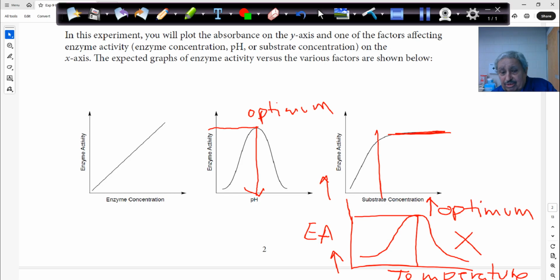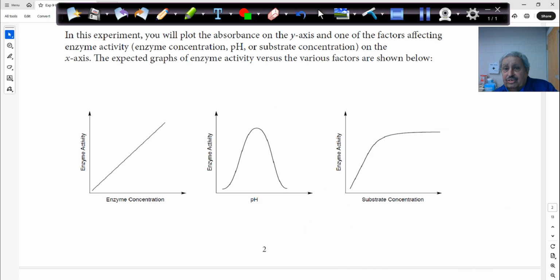We'll not do the temperature, but we'll do enzyme concentration, the effect of enzyme concentration on the activity, the effect of the pH on the activity, and the substrate concentration effect on the activity. So those are three, no temperature, as you can see. And the substrate here, this word substrate means reactant, and we mentioned that here.